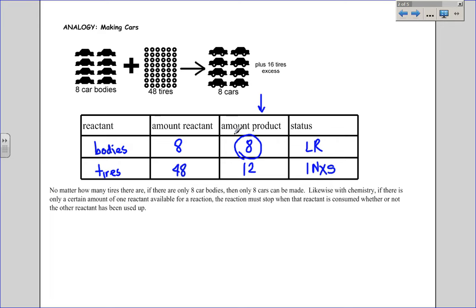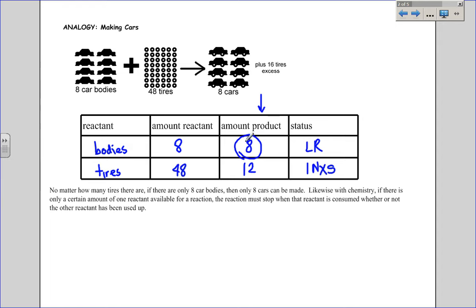So that's basically type 1 of the problems, deciding how much product we can actually make. Type 2 of the problems is to figure out how much of the excess reactant, in this case the tires, is left over after the reaction.